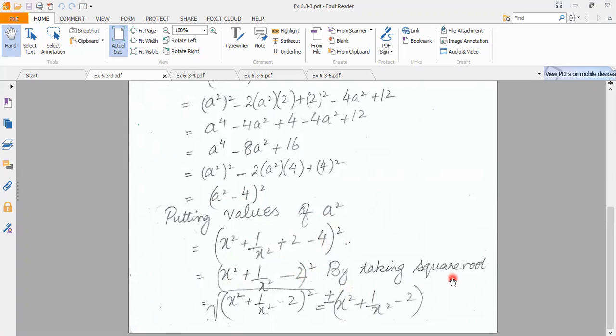Now, by taking the square root at the end, we will take the square root. This square will be cancelled by the square root, and the answer is x square plus 1 over x square minus 2 with plus and minus sign. Remember this thing, that when we apply the square root, a minus and plus sign comes when we finish it.